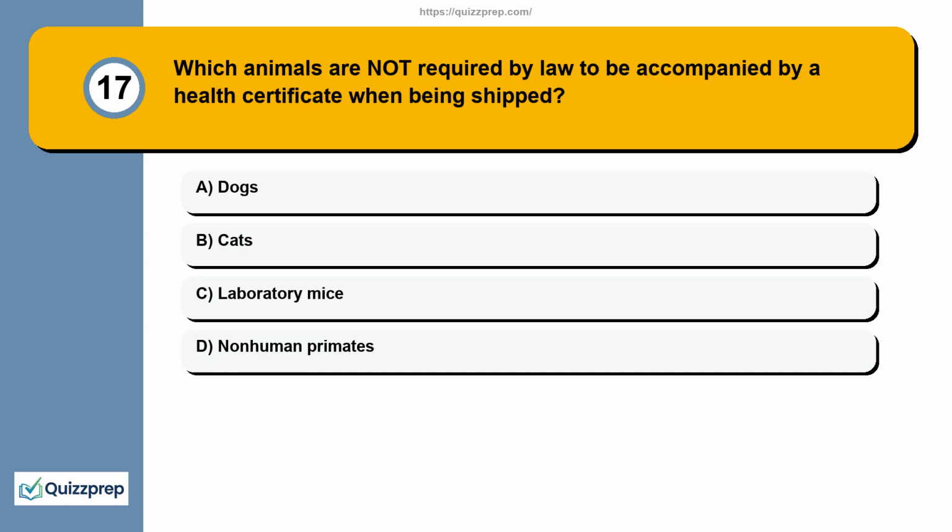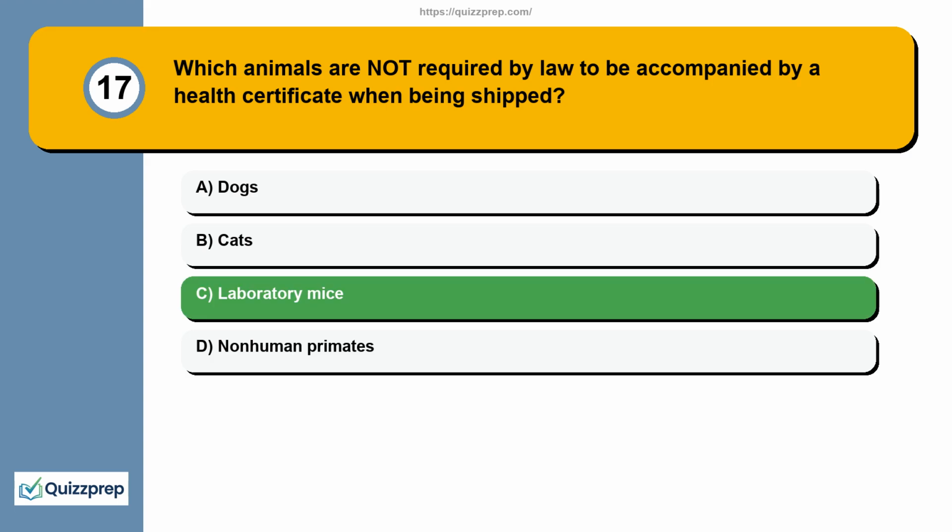Question 17. Which animals are not required by law to be accompanied by a health certificate when being shipped? Option A, dogs. Option B, cats. Option C, laboratory mice. Option D, non-human primates. The correct answer is option C, laboratory mice.